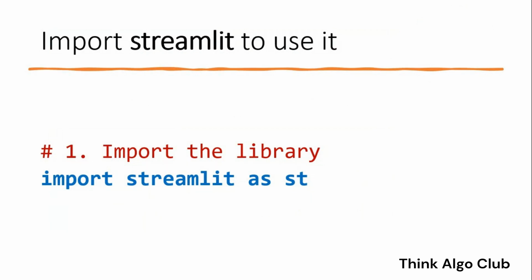The first thing we have to do is start using Streamlit library. How do we do it? Using import statement, import Streamlit, and also use the as keyword to import our Streamlit library into a small namespace st. So this is a common practice to import Streamlit library into a namespace called st.